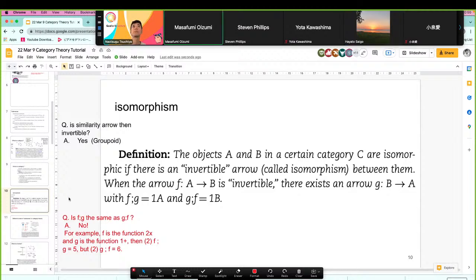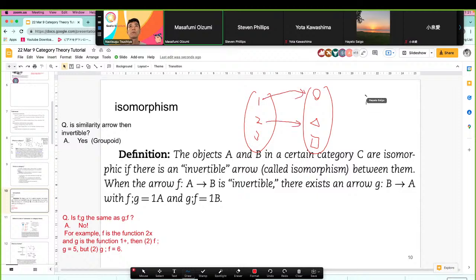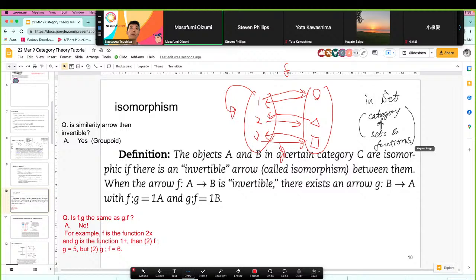Sorry, can you give us some simple example of isomorphism? I mean, specific examples, like what are isomorphic? So the example I drew was in a sense an isomorphism. Let's say you have numbers 1, 2, 3 and so on, and then objects like a circle, a triangle and a square. Then the mapping of this as F, and if you prepare G as the inverse mapping of this, then F then G is exactly the same as 1A, right?